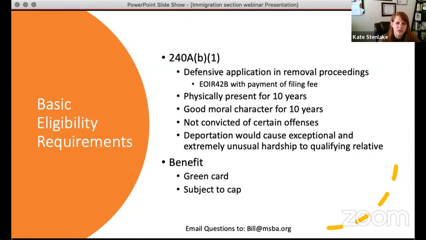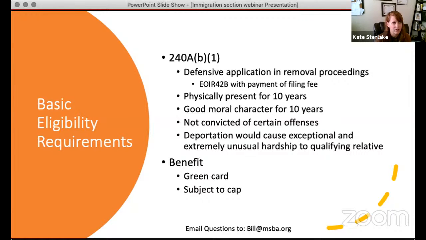To be eligible to file the EOIR-42B, the applicant must be physically present in the United States for 10 years, have good moral character for 10 years, not be convicted of certain offenses, and show that deportation would cause exceptional and extremely unusual hardship to a qualifying relative. If the application is granted, they receive a green card. Unfortunately, however, the green cards are subject to a cap. I believe it's 10,000 per year that they issue, and unfortunately, there's a huge backlog.